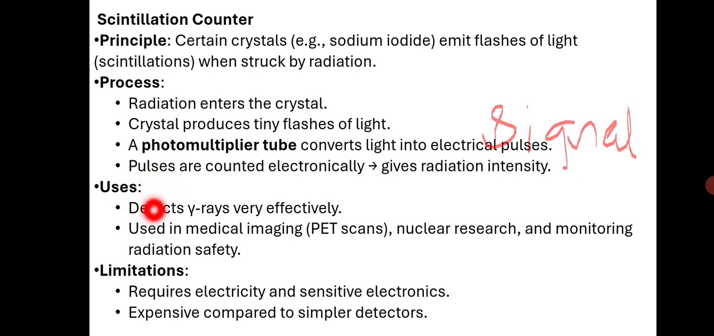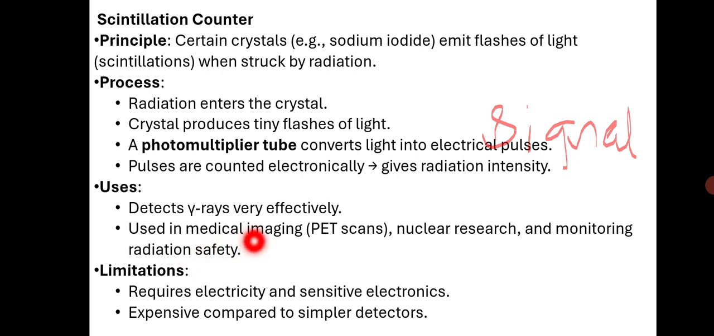So this technology can be used to detect gamma rays. The method is very effective for detection of gamma rays, and it is used in medical imaging, for scanning body parts. It can also be used in nuclear research and in places where people work with nuclear radiation. It can be used to monitor the level of radiation.